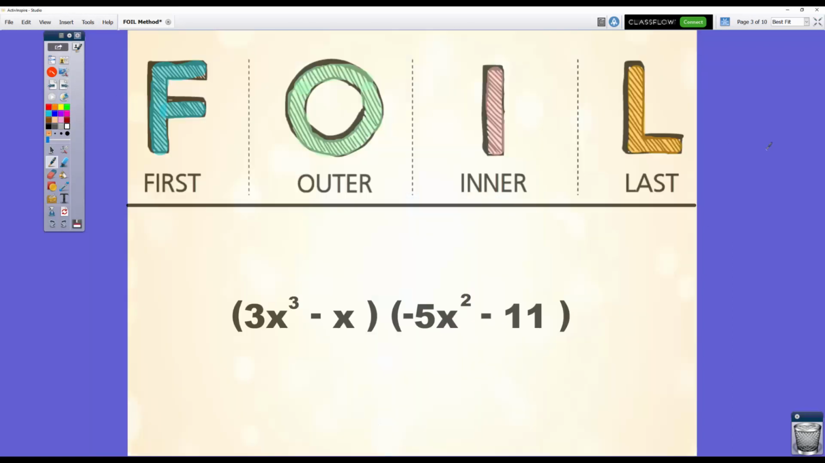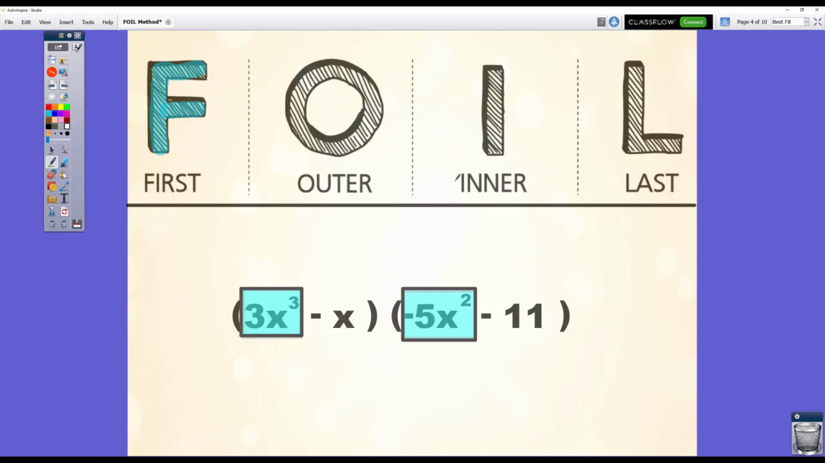So what we have here, the word FOIL, stands for first, outer, inner, and last, and it describes a different way of multiplying binomials together. You can apply it to trinomials and monomials and polynomials as well, but we're going to stick with two binomials, and this is the exact same problem from our bell ringer. So we should end up with the exact same answer, and we're going to work through the FOIL method from left to right, starting with the F for first.